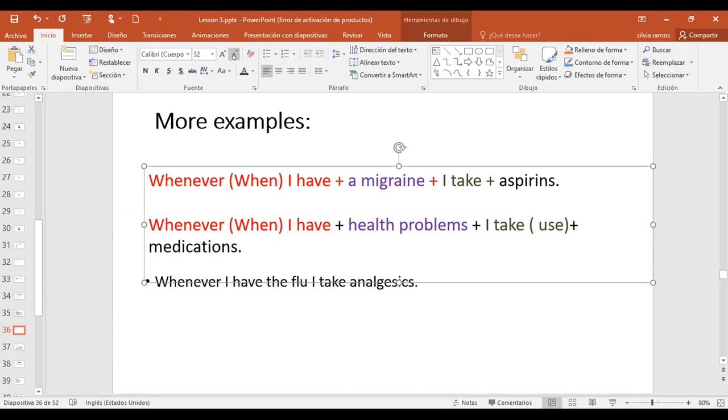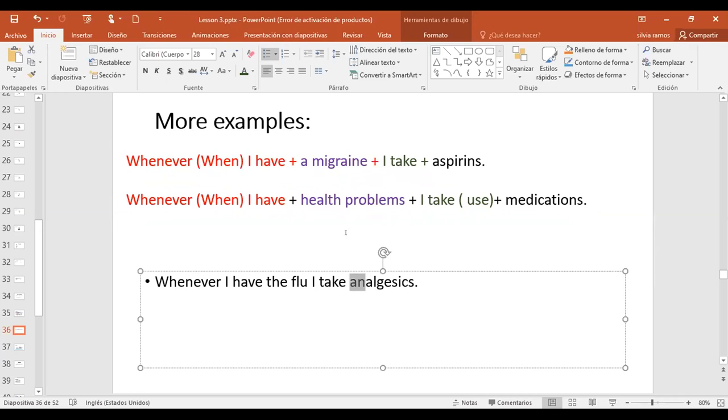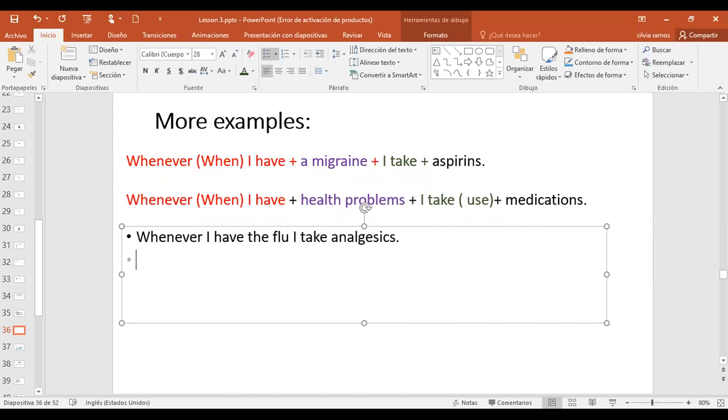So what else can I say here? What would be another example? Look at the formula, look at the examples. What could be another example if we use the formula? Another example? Nobody? Let's see. Yes, go ahead. Okay. Whenever I have the flu, I take nasal spray. Nasal spray. Okay, very good. I use nasal spray. Very good. Right. I use nasal spray.